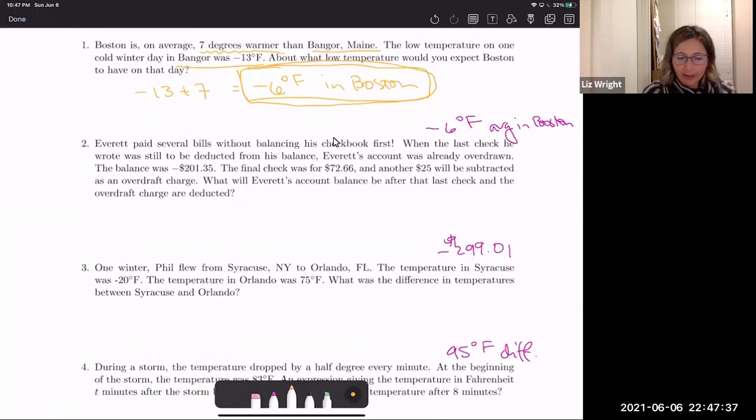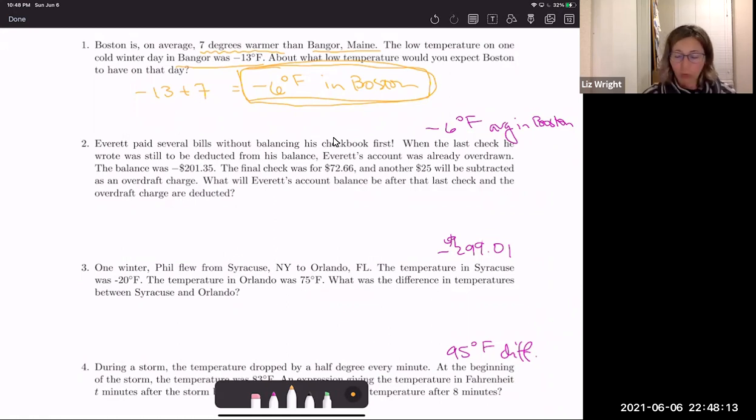All right, then let's check the next one. It says Everett paid several bills without balancing his checkbook first. Uh-oh. That's a major no-no. Don't do that. Who writes checks these days? We do Venmo or PayPal or something. You have to check your balance first, right? Well, when the last check he wrote was still to be deducted from his balance, Everett's account was already overdrawn. Oh, the balance was negative $201.35. That's serious.